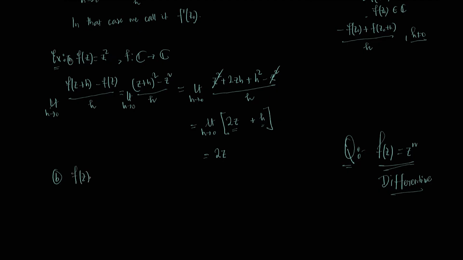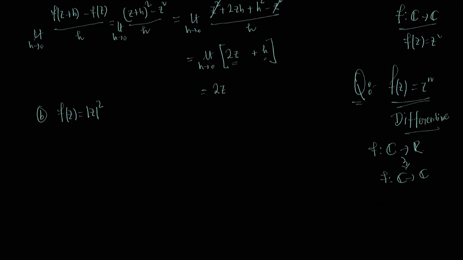Another example. Let's say f of z equals mod z square. Now you see two different ideas. In the first one, the function f is from C to C, clearly C to C. In this case, f of z equals z square is a C to C function. In this case, f of z equals mod z square is from C to essentially R. But you can of course treat it as a function from C to C, because R is again a part of C. It's a very valid function, absolutely no issues here.